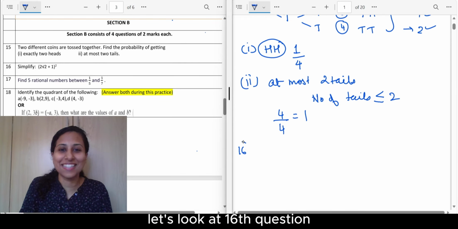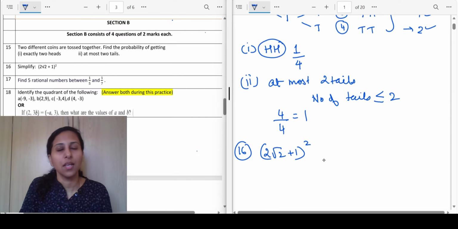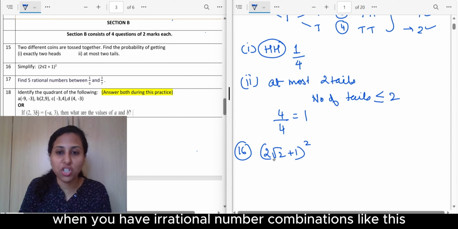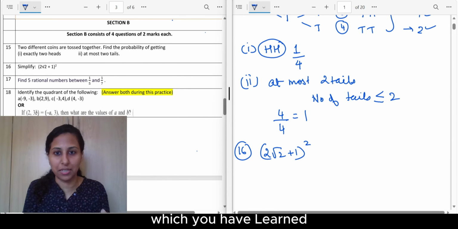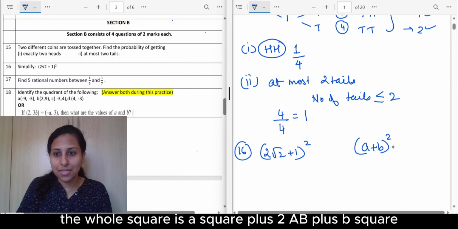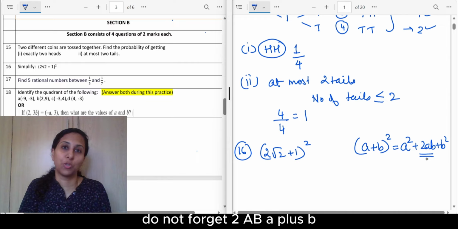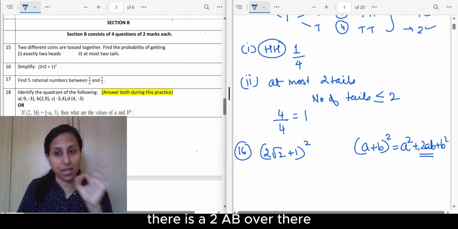Let's look at the 16th question. 2 root 2 plus 1 the whole square. Even when you have irrational number combinations like this, you're going to use the same identities which you have learned. Which identity would you use here? You will use (a plus b) the whole square is a square plus 2ab plus b square. Do not forget 2ab. (a plus b) whole square is not just a square plus b square. There is a 2ab over there.